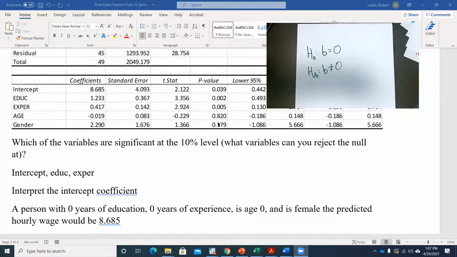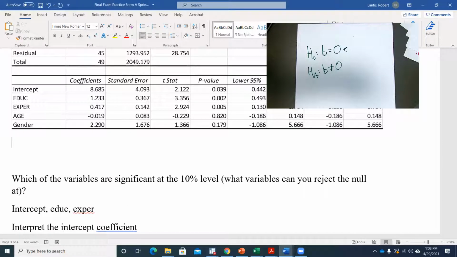But for age and gender, that p-value is not less than 0.1. I failed to reject this. Well, if I fail to reject this, then the true relationship between age and hourly wage, or between gender and hourly wage, could be 0. They could be completely unrelated. So I can't say that the relationship is significant at the 10% level. Okay? Any questions? I would expect to be asked a question like this on the exam.